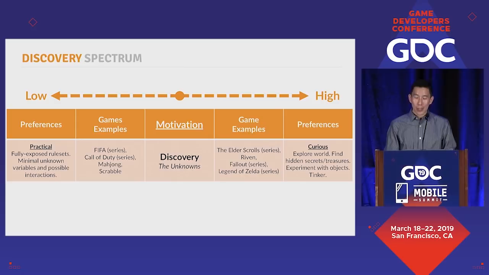So games of low discovery, on the other hand, have fully exposed rule sets from the get-go. It's like chess, with very few unknowns in terms of unknown interactions. No new variables or rules are introduced in the middle of the game. These are gamers who prefer well-defined, well-bounded, unchanging rule sets.